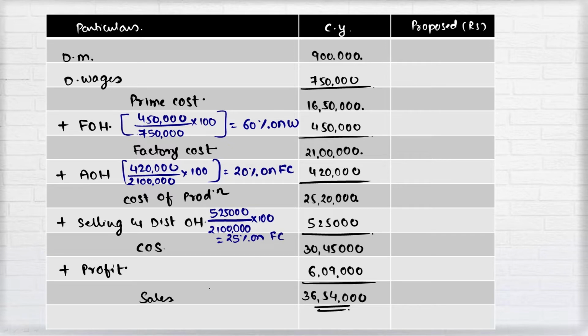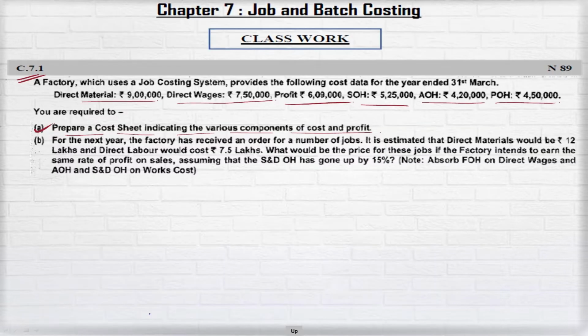On which chapter? Overheads, right? This we have learned in overhead. There are n numbers of methods for absorbing the overhead. Your factory overhead is absorbed based upon wages. Administrative and selling overhead are absorbed based upon factory cost. Let us see the other job, or proposed job, or next year job. Yes, it is next year job. The factory has received an order for a number of jobs. It is estimated that direct materials would be 12 lakhs and direct labor would be 7.5 lakhs.